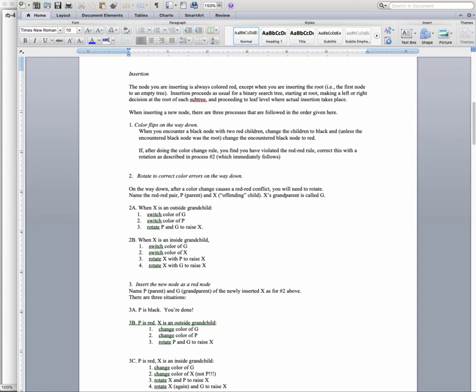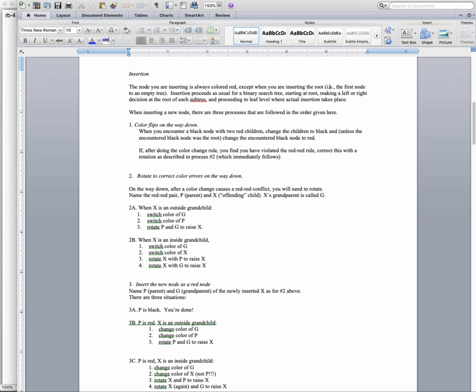But the first thing that we will notice is it's possible that we may do color flips on the way down. Basically the rule is that if I encounter a black node with 2 red children, I'm going to flip the colors. I'll make the black node red and I'll make the 2 red children black. The only exception to this is when I'm looking at the root node. If the root node is black and has 2 red children, then on the way down I would make both of the children black, but I would leave the root node as black.